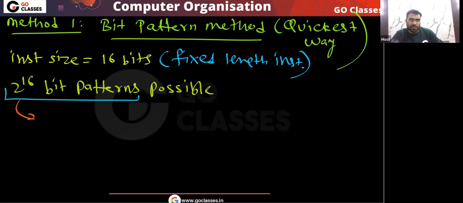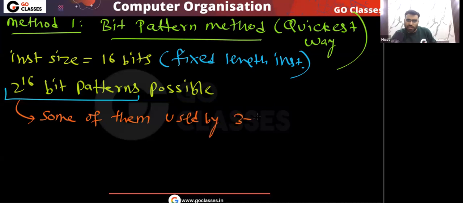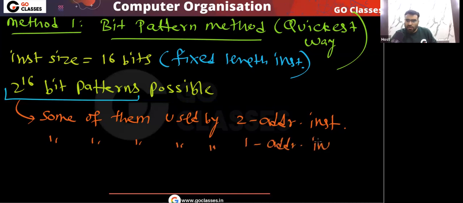Now here I can say that some of these bit patterns, some of them will be used by whom? Some of them will be used by 2 address instructions. Some of them will be used by 1 address instructions. Some of them will be used by 0 address instructions. Is this clear? Very simple.